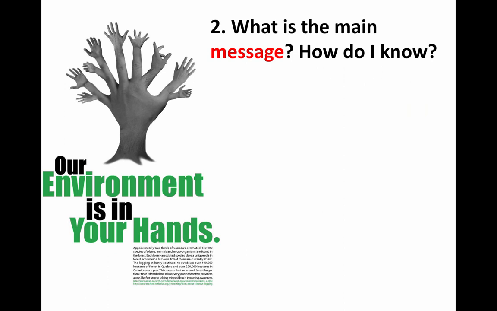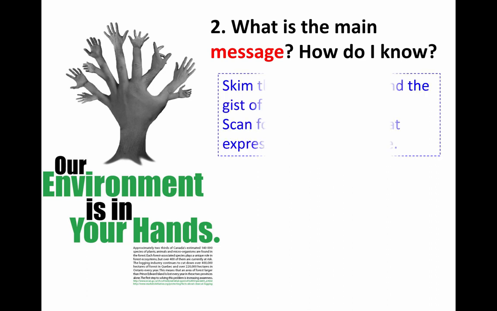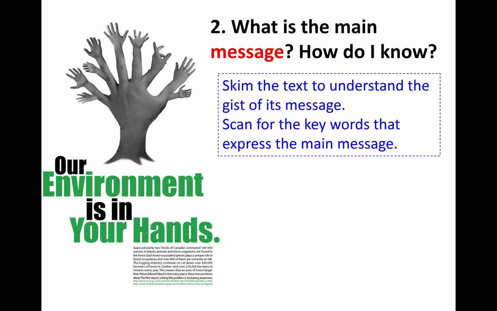Next, we can ask, what is the main message and how do I know this? To do this, what we can do is to skim the text to understand the gist of its message. Skimming the text means to read the text very quickly, to take in the overall meaning of the visual text.